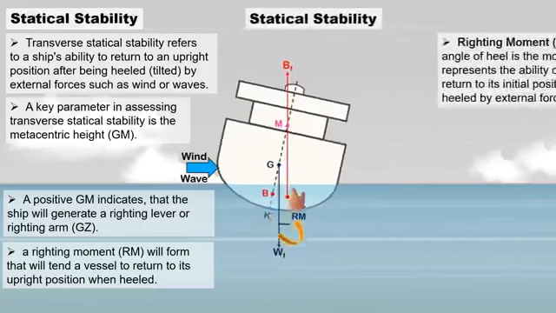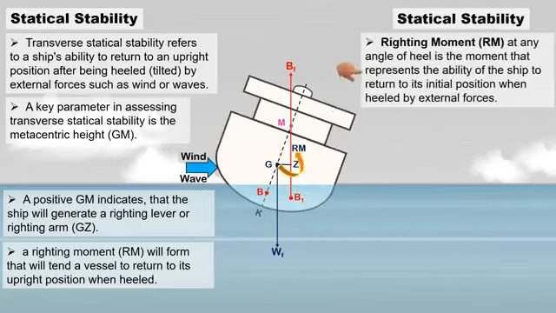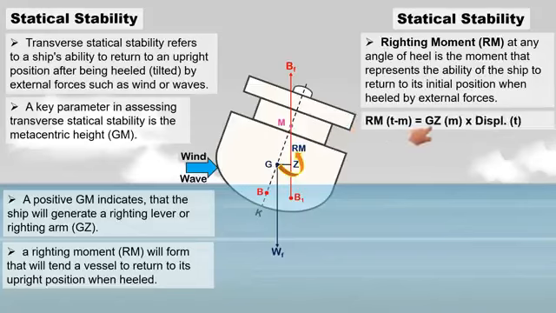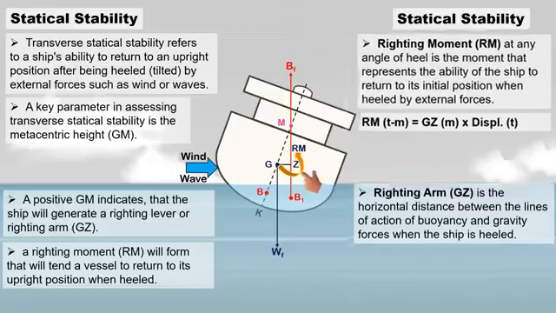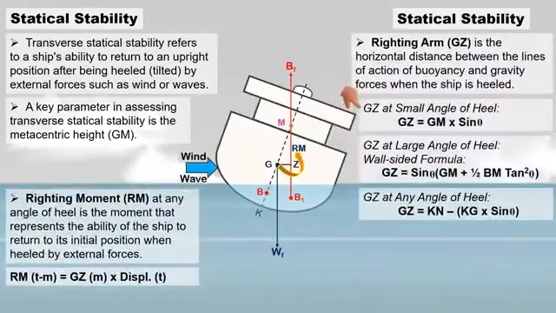Righting moment at any angle of heel is the moment that represents the ability of the ship to return to its initial position when heeled by external forces. Righting moment is equal to righting lever times the ship's displacement, and it is expressed in tons meters. Righting lever, GZ, is the horizontal distance between the lines of action of buoyancy and gravity forces when the ship is heeled. A larger GZ indicates a greater righting moment, and it corresponds to a stronger tendency for the ship to right itself.